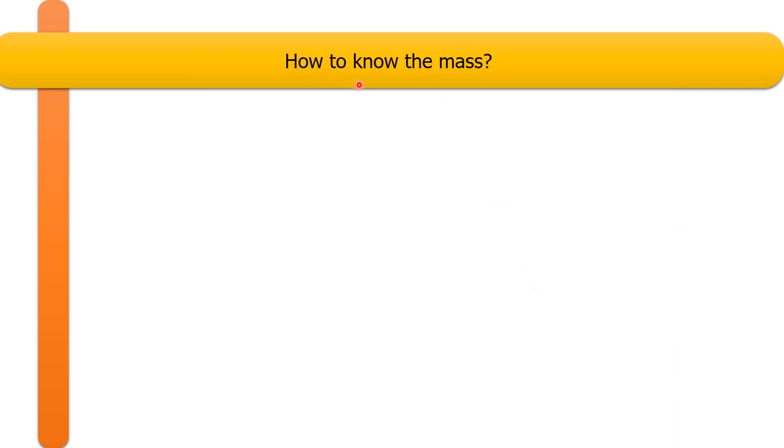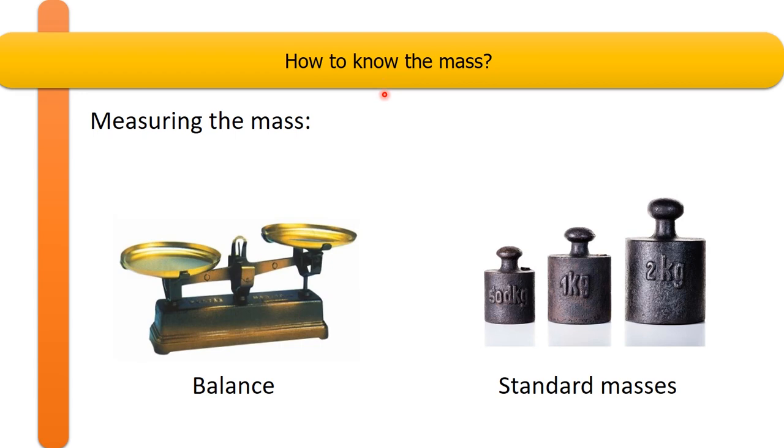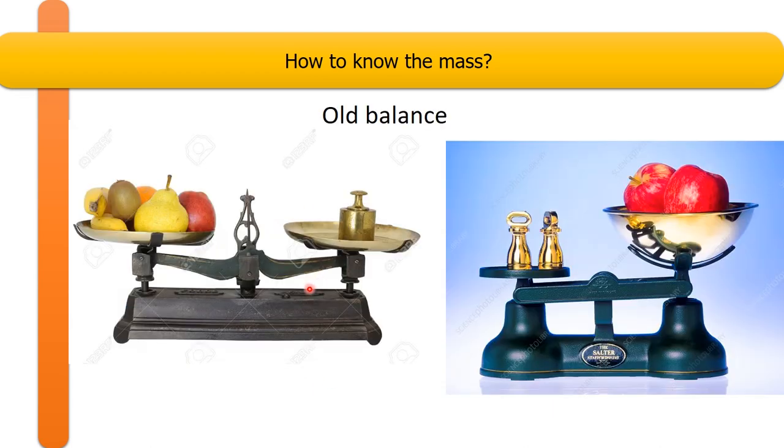Now, how to know the amount of mass or the amount of matter? How to know the mass? To know the mass, we should use a balance and standard masses to compare them. This is an old balance, okay? Here, to know the mass of these fruits, we should compare them to a standard mass like this here, okay? When the balance is in equilibrium, this mass equals this mass, and here we can know the mass of the object we want.